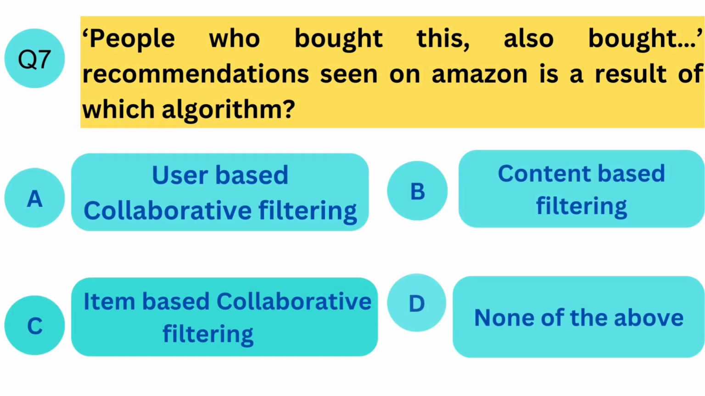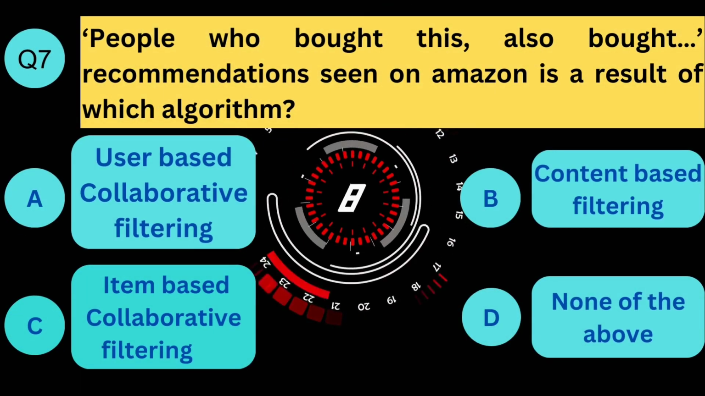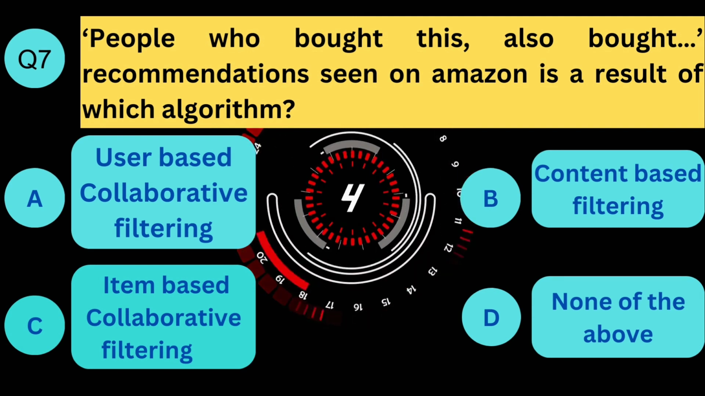Question 7. People who bought this also bought. Recommendations seen on Amazon is a result of which algorithm? A. User-based collaborative filtering. B. Content-based filtering. C. Item-based collaborative filtering. D. None of the above.